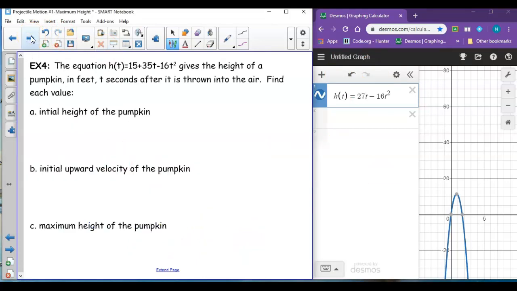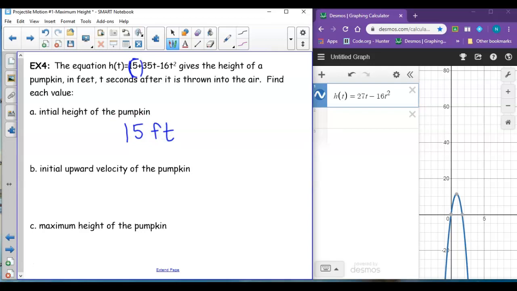This is another problem that just gives us the equation. The equation is h of t equals 15 plus 35t minus 16t squared. And it gives the height of a pumpkin in feet t seconds after it's thrown into the air. Find each value. So in this case, they gave us the equation, and they're asking us to find the pieces of the equation. So first they ask for the initial height of the pumpkin, and that initial height is going to be this value right here that does not have a t with it. So that would be 15 feet in this case.